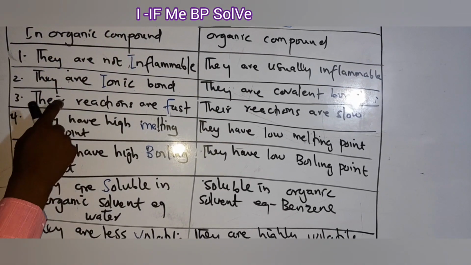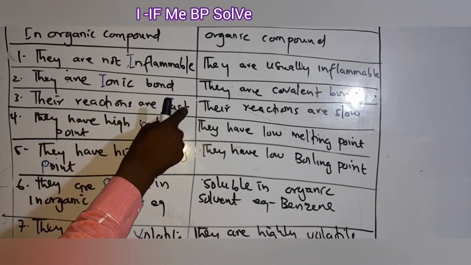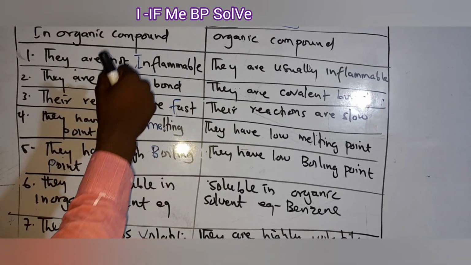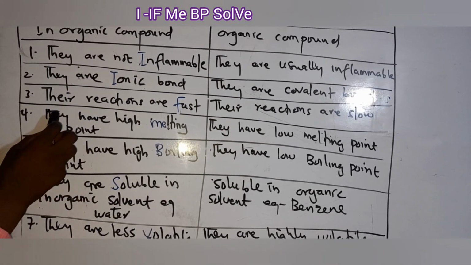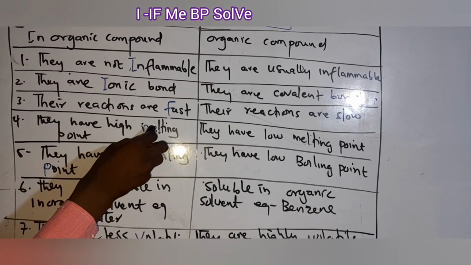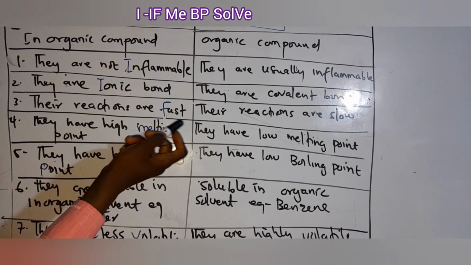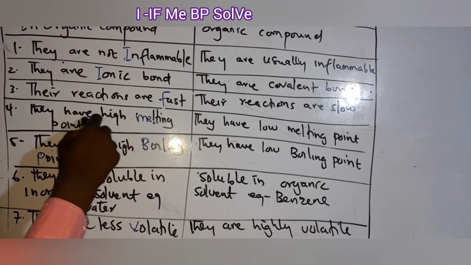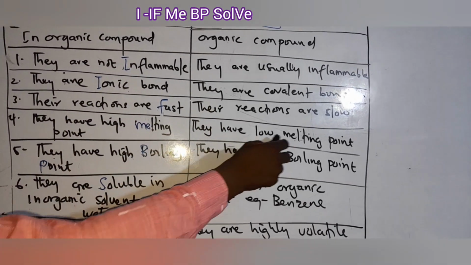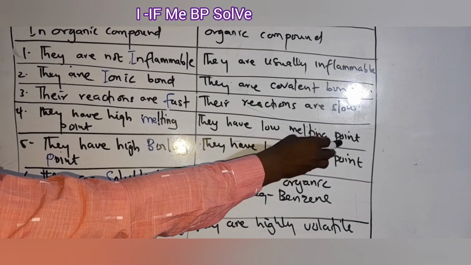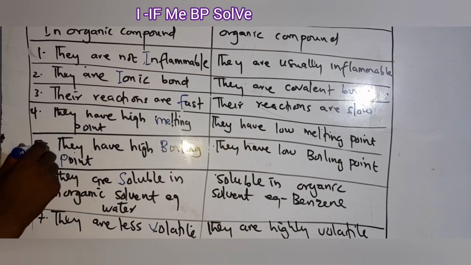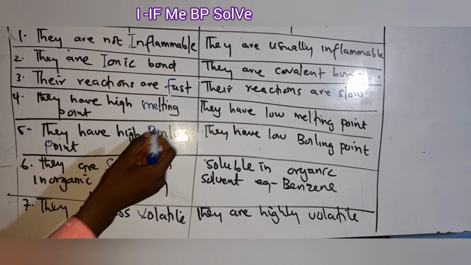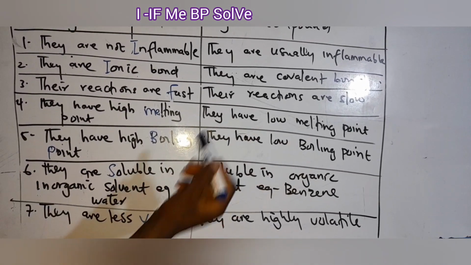Then the F here means their reactions are fast. That's inorganic. For organic compounds, their reactions are slow. Then inorganic compounds have high melting point. Remember, you're having BP, so definitely the melting point is very high. That's the me here. And for organic, they have low melting point. Then the fifth one, the BP. Inorganic compounds have high boiling point, whilst organic compounds have low boiling point.